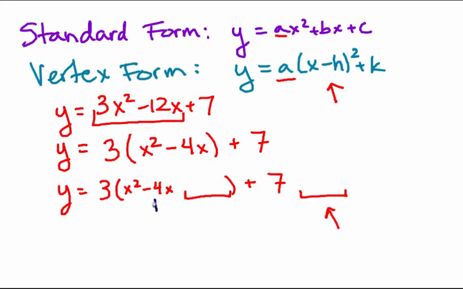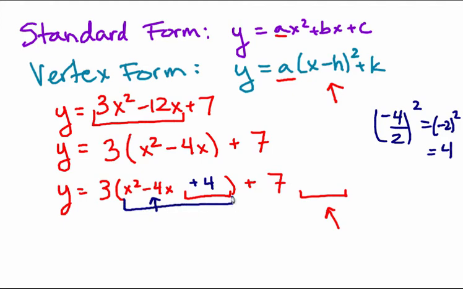To complete the square, I need to take the coefficient of the x term, in this case negative 4, divide it by 2 and then square it. Negative 4 divided by 2 squared is going to get us negative 2 squared, which is 4. So I need to add 4 here, and now this thing in parentheses is a perfect square trinomial, and I'll be able in a minute to write it as some binomial squared.